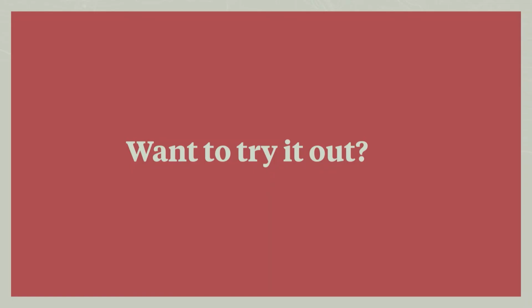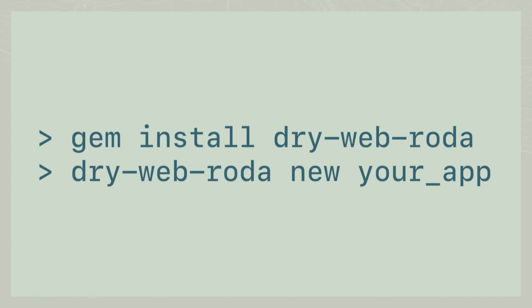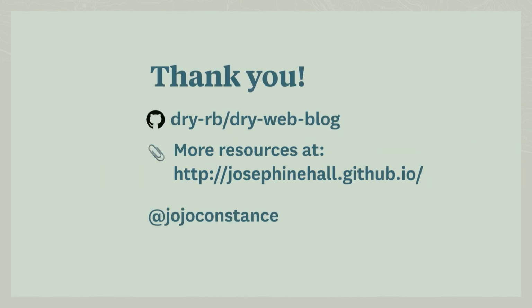If you want to try it out, it's really easy to get started. Gem install dry-rails. There's a CLI interface where you can generate a new app. There are more resources on my GitHub Pages account if you want to read further into this approach. And there's also a dry-web blog on GitHub, which we're building PR by PR, so you can follow along with a best practice app that follows these principles. I really hope you give this a shot for your next project.